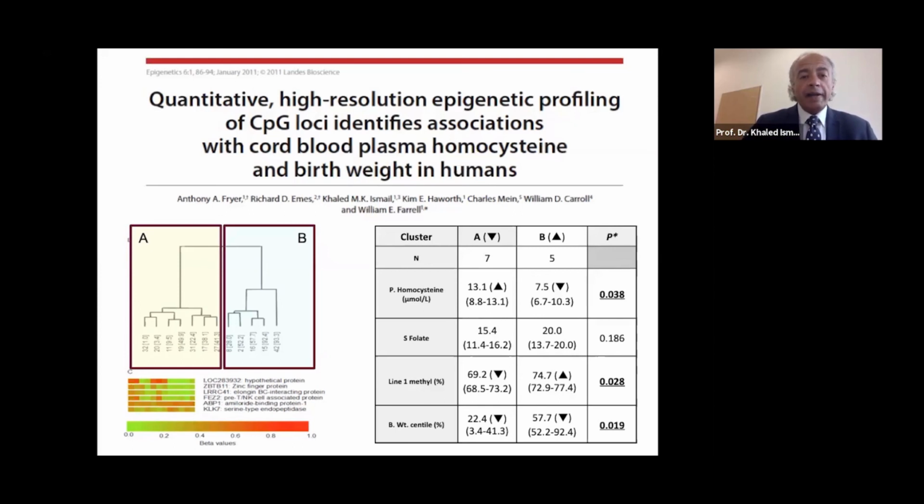And by this hierarchical clustering, it was able to, in a way, subdivide our sample into a group A and a group B. When we looked at group A and group B, they had very different birth weights. So this was another experiment that showed that birth weight seemed to be related not only to the level of global methylation, but also to what happens at very specific CpG loci on these CpG islands.